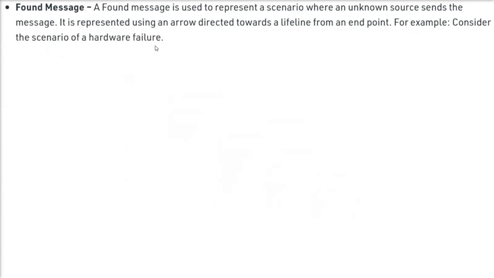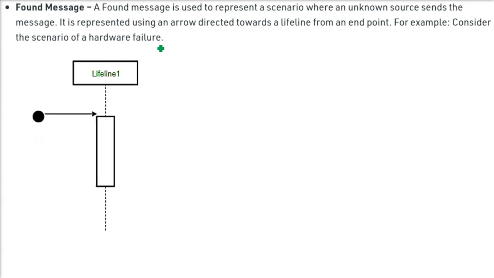Found message. What is the found message? We use a found message where an unknown source sends the message. The source we don't know, but it is sending the message. It is represented using an arrow directed towards a lifeline from an endpoint. For instance, say we have a hardware failure, where the unknown source is sending the message. So we make a round, a filled circle, and then we direct the arrow towards the lifeline. This is how we represent it.